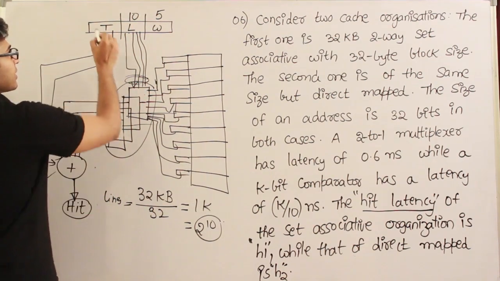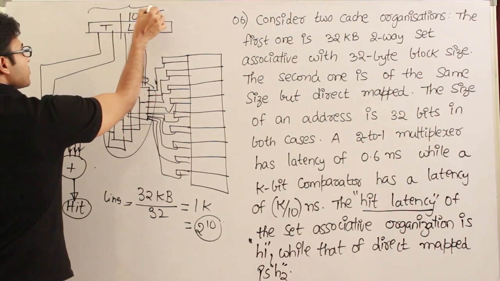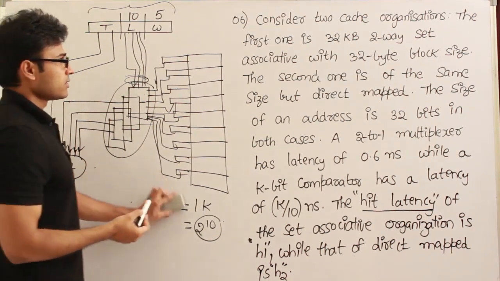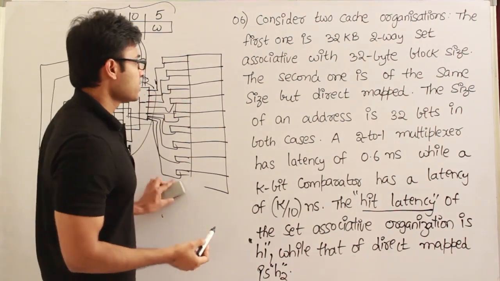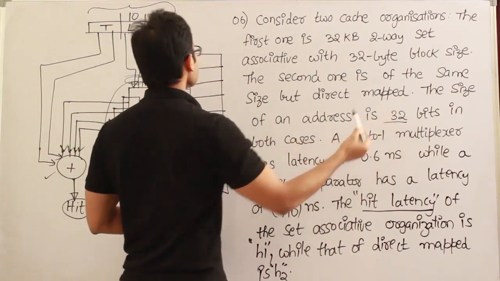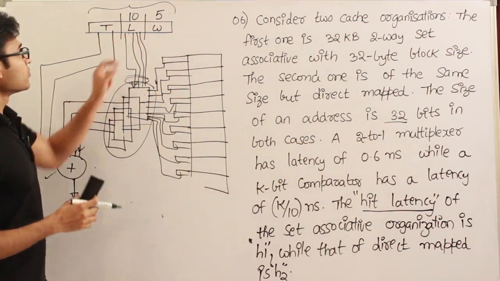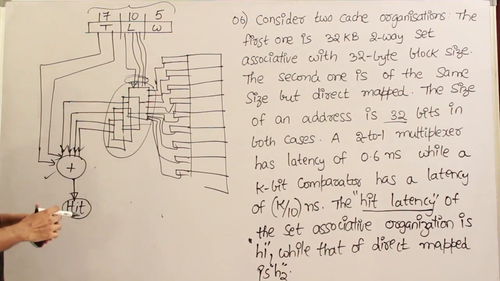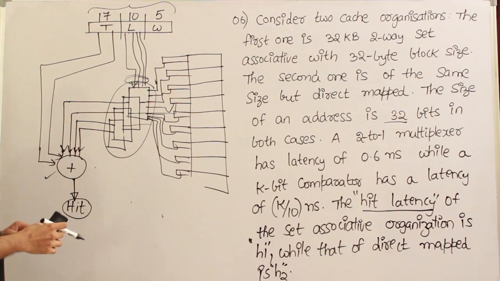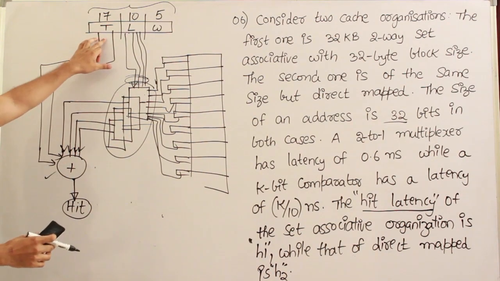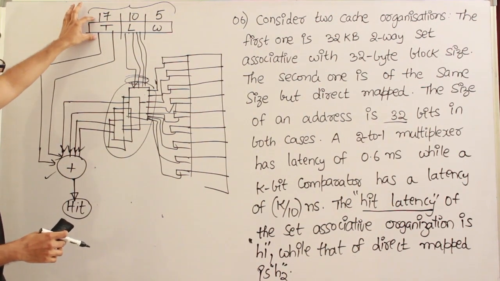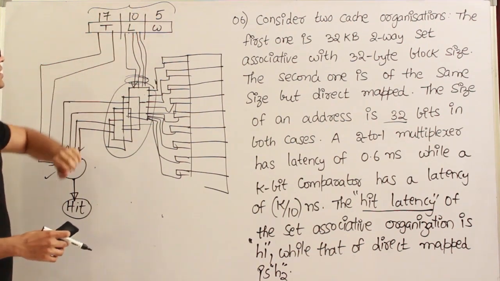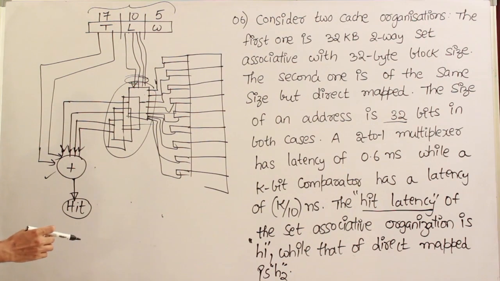And now they have given that the physical address is 32 bits, isn't it? So already 15 bits are removed. Then how many bits will be the tag? 17 bits will be the tag. So this is how direct mapping is going to be used. Direct mapping has a 17-bit tag, then a 10-bit line number, and then the word offset is 5.